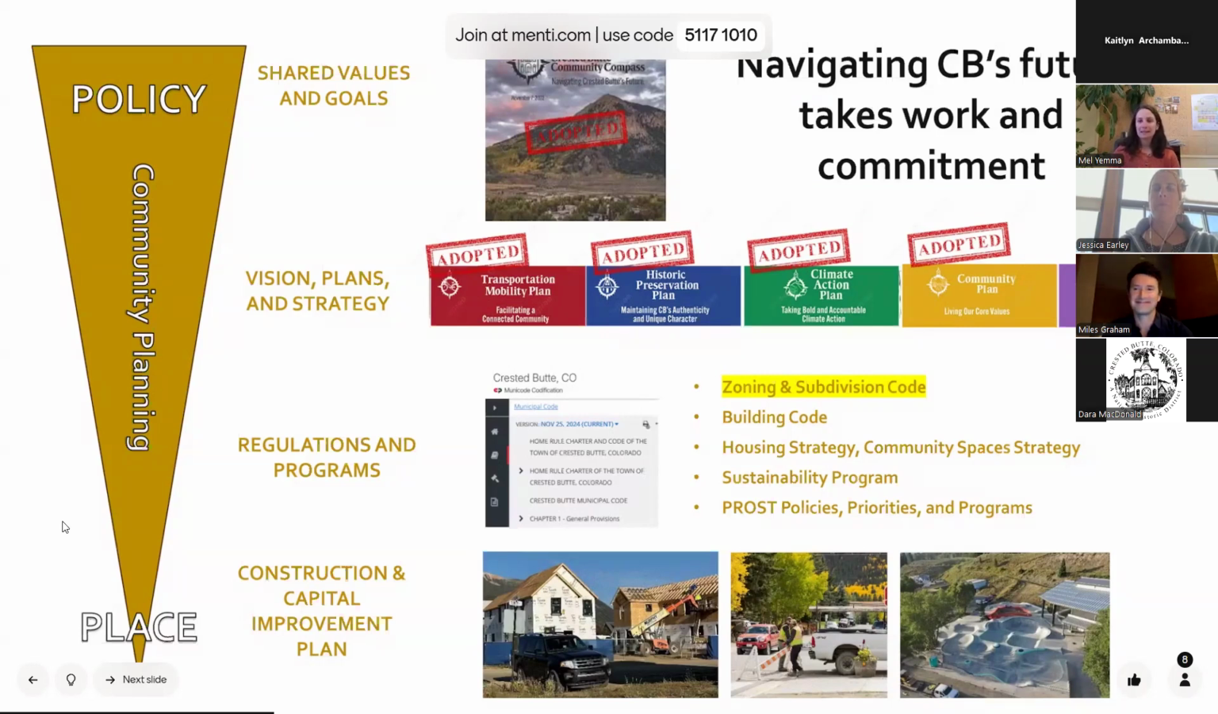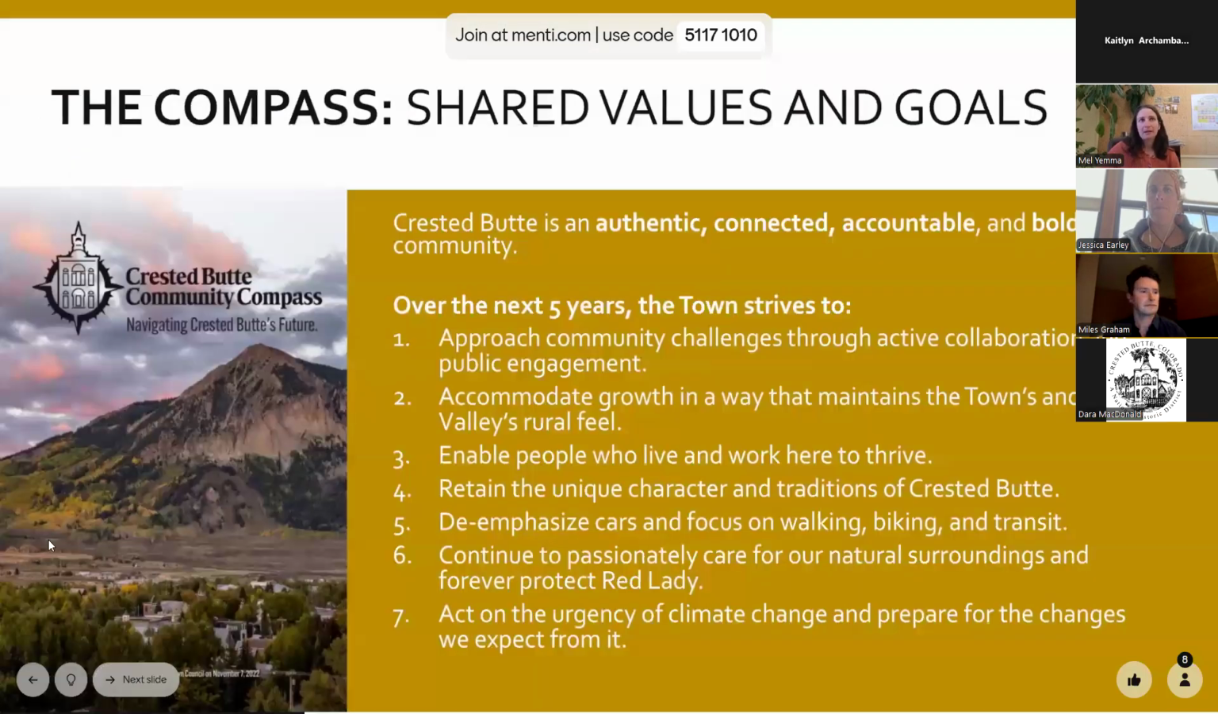So what we did first, instead of saying, hey, we need to update our zoning code to try to get more affordable housing, we said, hey, let's really start at this 20,000 foot level and understand what are our shared values and goals as a community. From there, let's hone in and really identify, okay, what's our strategy? What's our vision and how we go about land use in our community plan, how we go about transportation mobility in that plan, and historic preservation, climate action, and all these things that are so important to us. And now we're at the stage of, okay, let's realize that vision through our regulations and programs with this zoning code update.